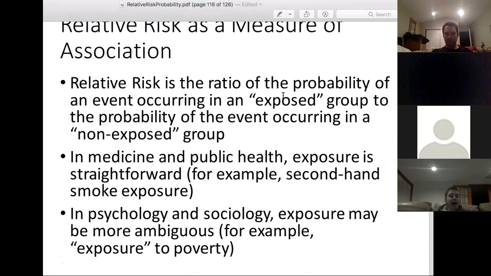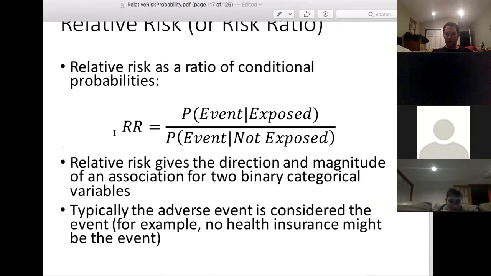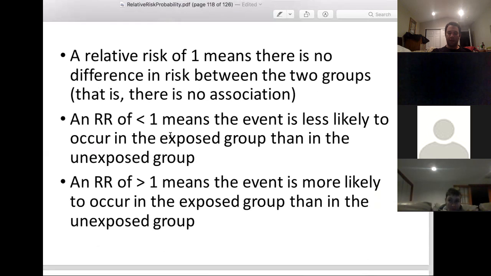So finally, we'll talk about relative risk. I gave that example earlier. It's a ratio of conditional probabilities. It represents the probability of an event given you're exposed to something over the probability of an event given that you're not exposed. So here we could talk about the probability of having insurance given that you're poor.